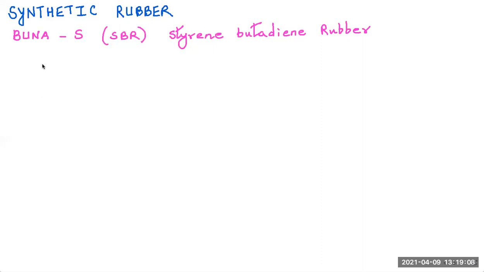Styrene and butadiene. Do you know the structure of styrene? Yes, ma'am. Please tell me, Jay. Ma'am, it is C6H5. Then it was CH double bond CH2. Okay, I am making the ring, the phenyl ring, and then CH double bond CH2. Meaning I can also call it vinyl benzene, isn't it? Yes, ma'am. Okay, who will tell me the structure of butadiene?